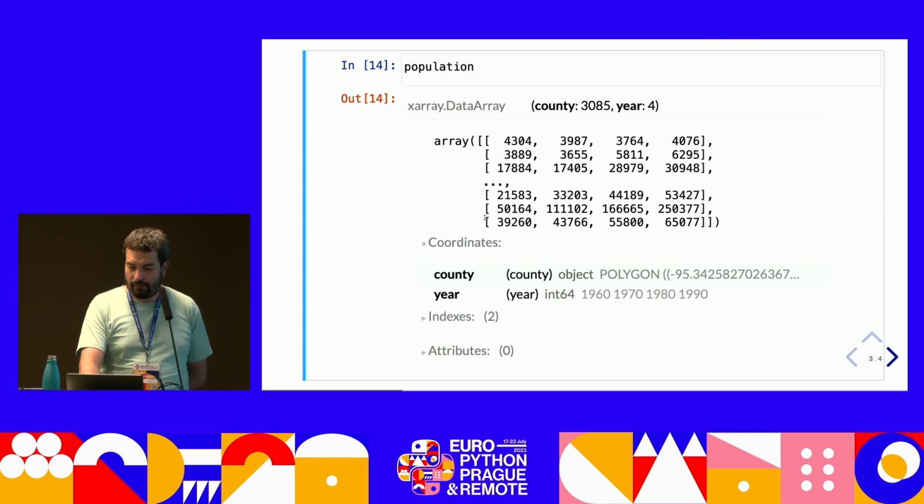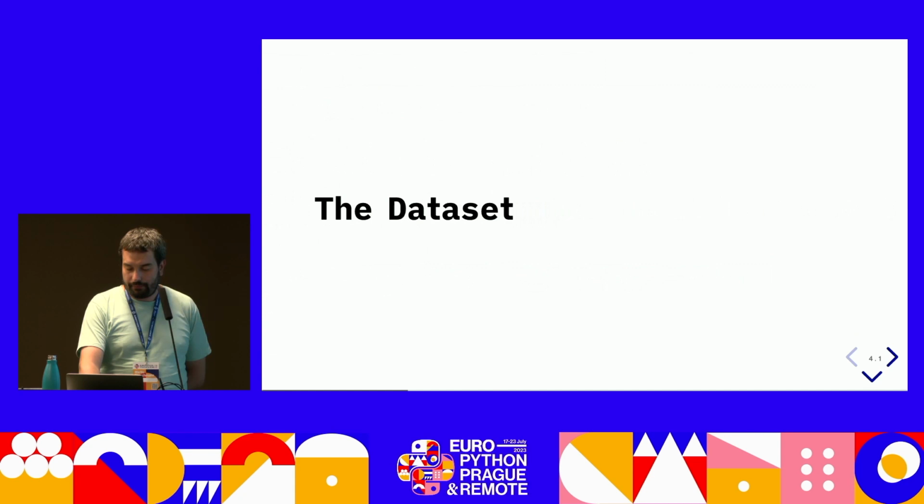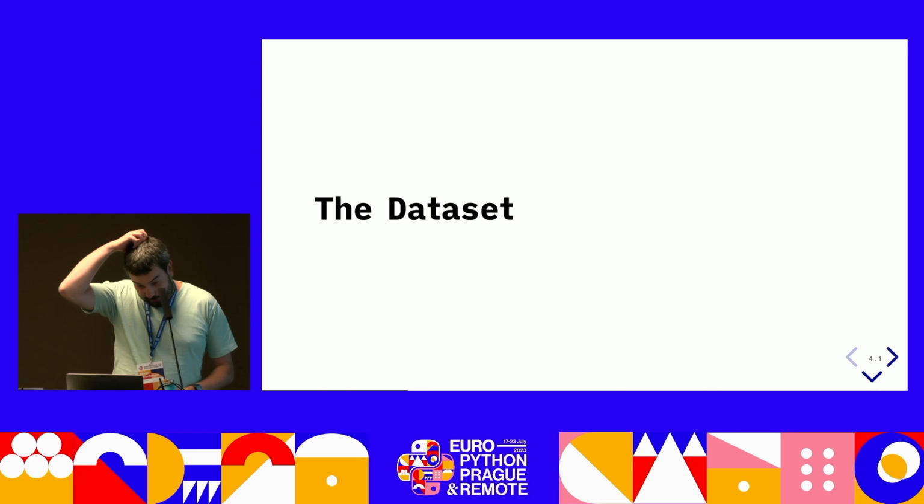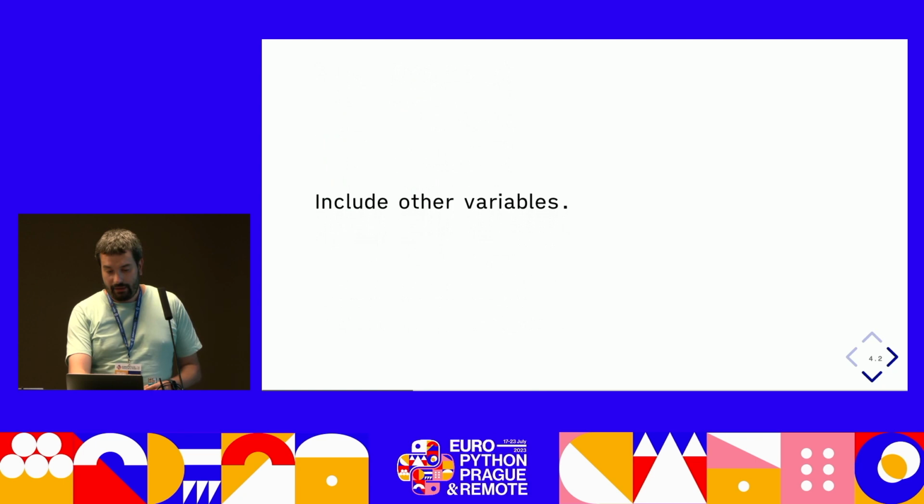So the data structure now looks like this. We have a 2D NumPy array holding all the values, and the NumPy array is indexed by county and by year, where county are our geometries and year are our integer values representing different years. This is still fairly simple. And it gets more interesting when we get to more dimensions in our dataset. So we can go directly to the Xarray Dataset from the DataArray.